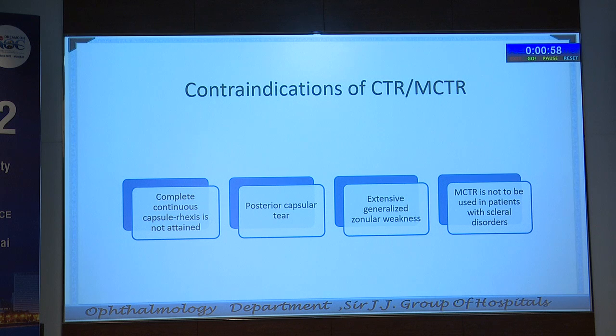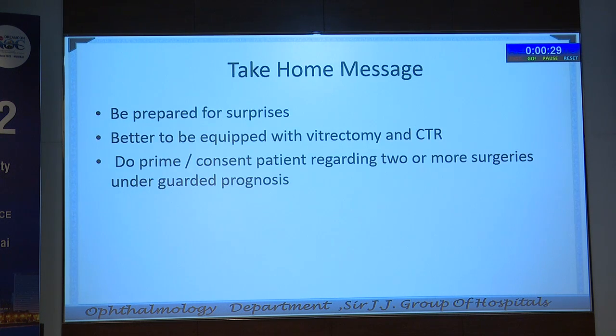The contraindications of the CTR or MCTR: the complete continuous capsular axis is not attained. It means your axis is not there, you should not put the CTR. Posterior capsular tear, that is also a contraindication. Extensive generalized zonular weakness, if it is all over, you should not. And MCTR is not to be used in the patient with scleral disorders. In other places you can use it.